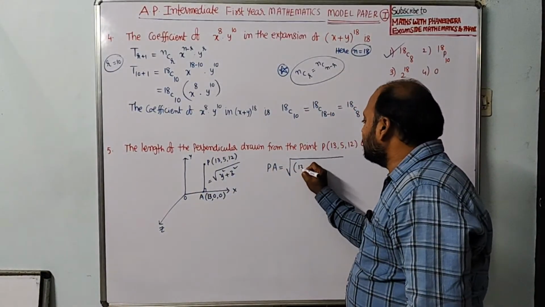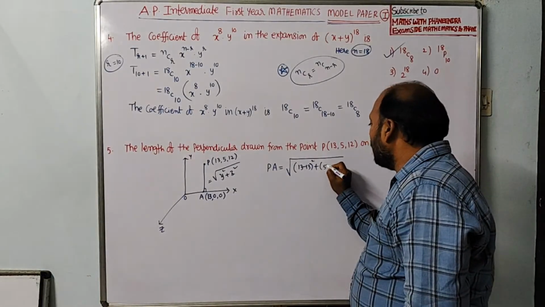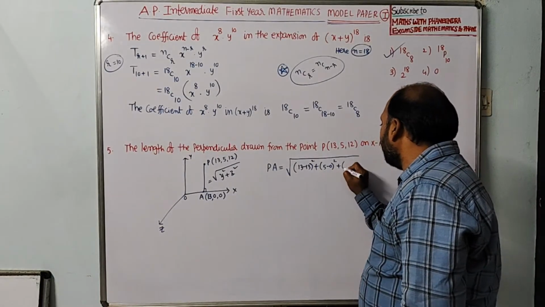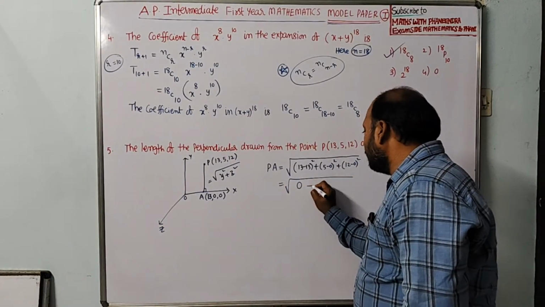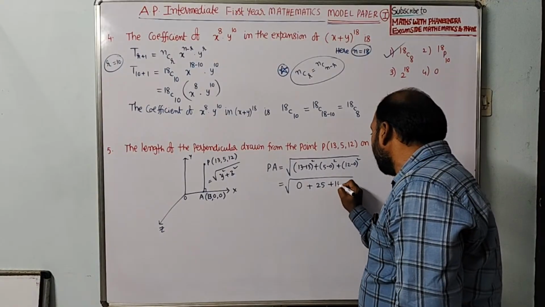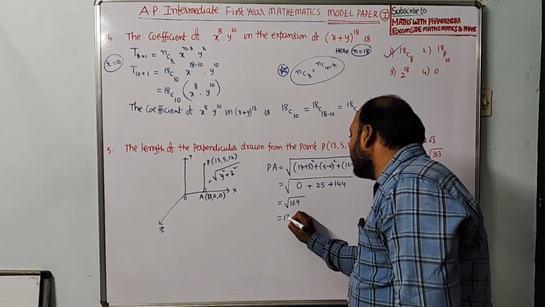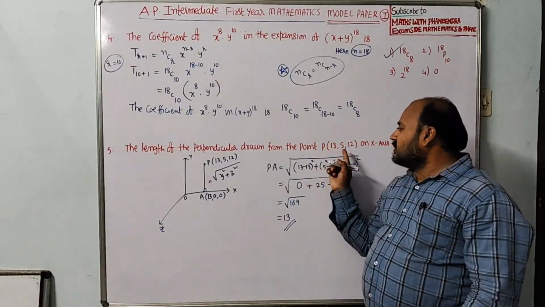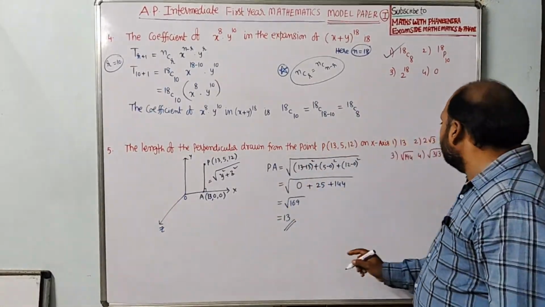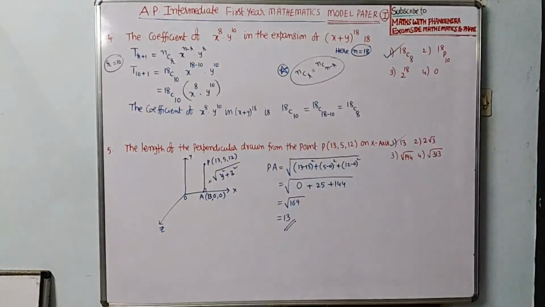So (13 minus 13) whole square, next (5 minus 0) whole square plus (12 minus 0) whole square, which is equal to root of 0 plus 25 plus 144, which is equal to root 169. Root 169 is 13. Therefore, the length of perpendicular from the point P of (13, 5, 12) on the x-axis is 13 units. It is there in the first option, dear students. We'll move to the next questions.